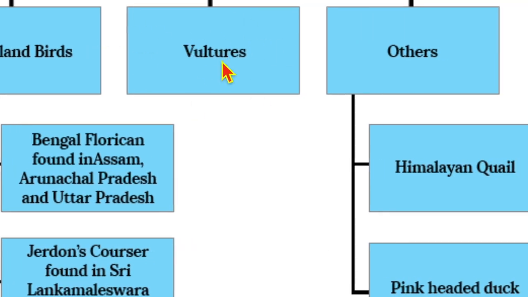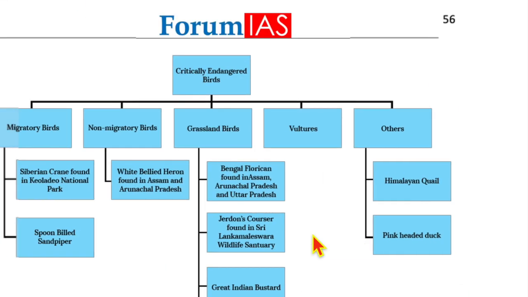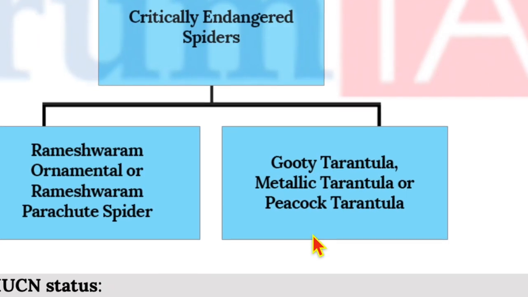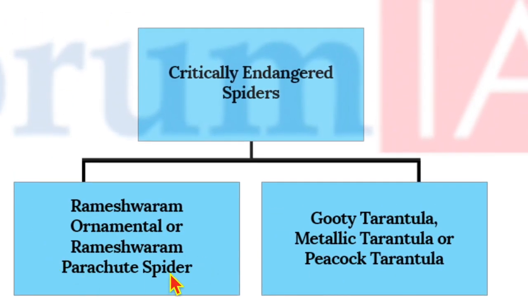Vultures, we have seen different types of vultures already. Others would include the Himalayan quail, pink-headed duck. These are critically endangered birds. Now, moving on to critically endangered spiders, we have Rameshwaram ornamental or Rameshwaram parachute spiders. We have Gooty tarantula, metallic tarantula, or peacock tarantula.